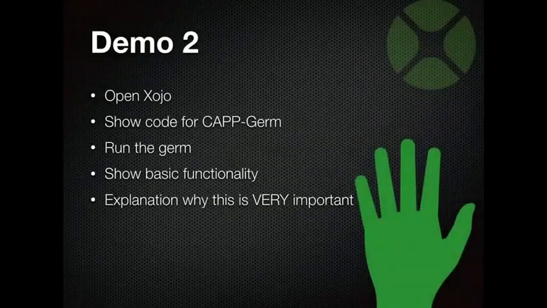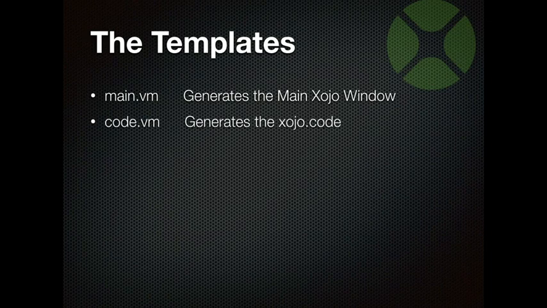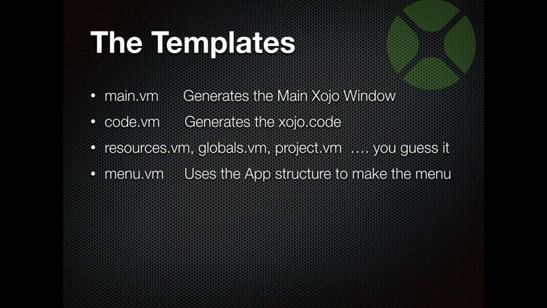So this is very important for you. Otherwise, the templates won't work. And there are several templates which I created, prepared for Xojo. In this case, main VM generates the main Xojo window. Code VM generates the Xojo code window, the code block in there. Resources, which is global VM, project VM, and so on. All that stuff which is needed as resources, and this is copied from the directory only to the destination directory.